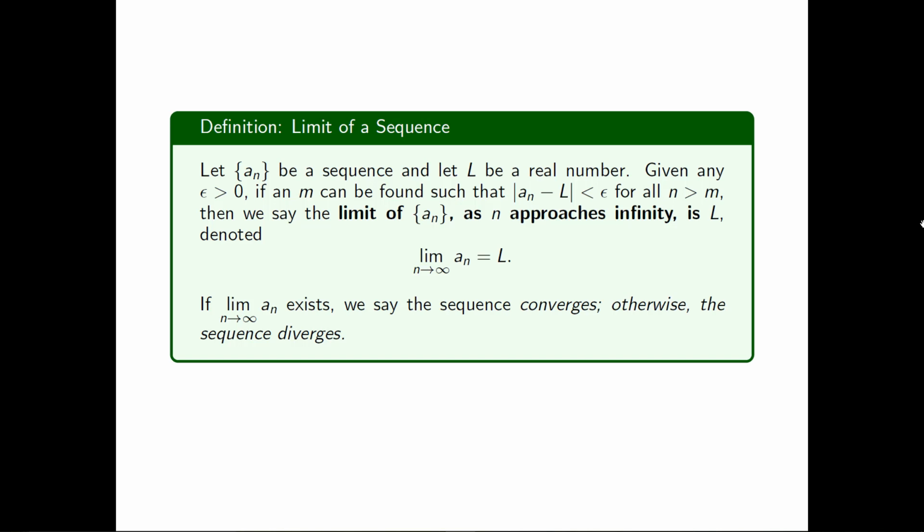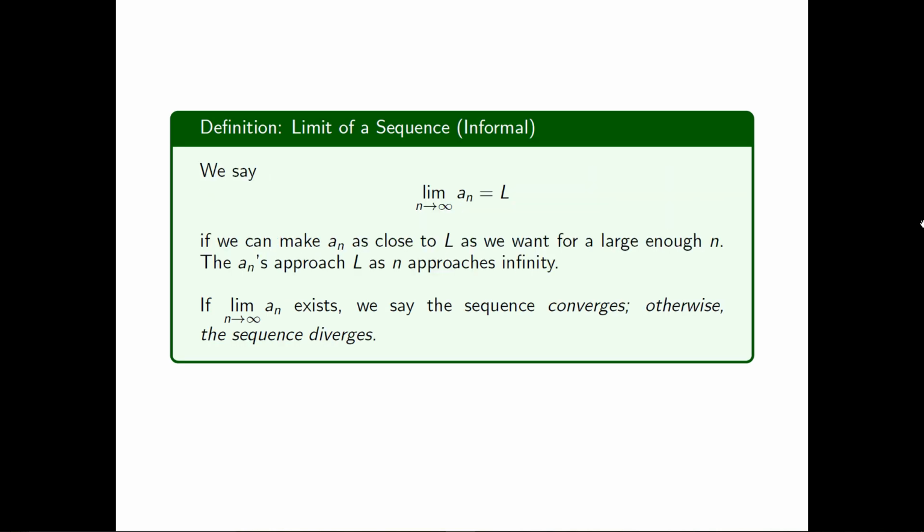And if we can find a value L there, then we say that the sequence converges. If we can't find that, we say the sequence diverges. And that's important to note. Diverges doesn't mean goes to infinity, it simply means not converges.